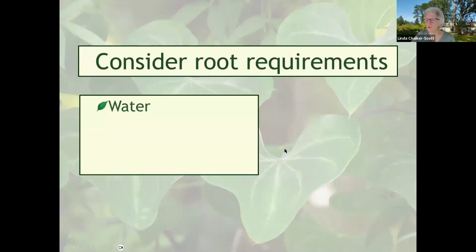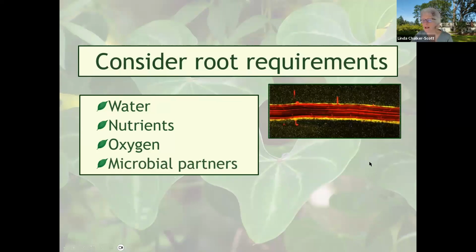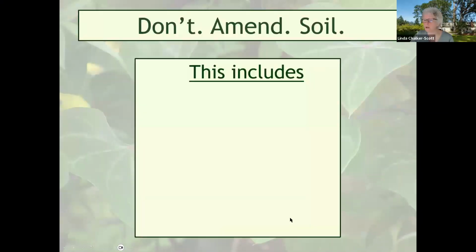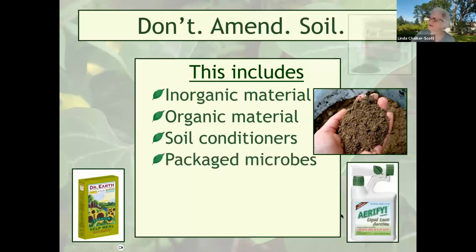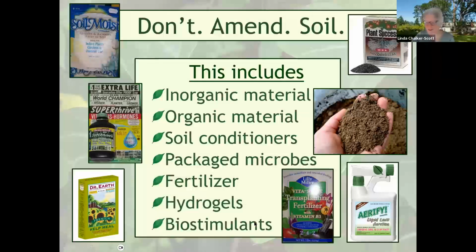Think about the roots. They need water, nutrients, oxygen. They've got to have the oxygen, and they have to have their microbial partners. And those last two things we forget about. The water and nutrients, we forget about the rest. And anytime we start adding stuff like inorganic material or organic material or soil conditioners or packaged microbes or fertilizer or hydrogels or biostimulants or any of this stuff, we're just adding stuff and we're making the situation worse. We need to add things as a mulch, and we need to add them judiciously, as our soil tests will suggest.